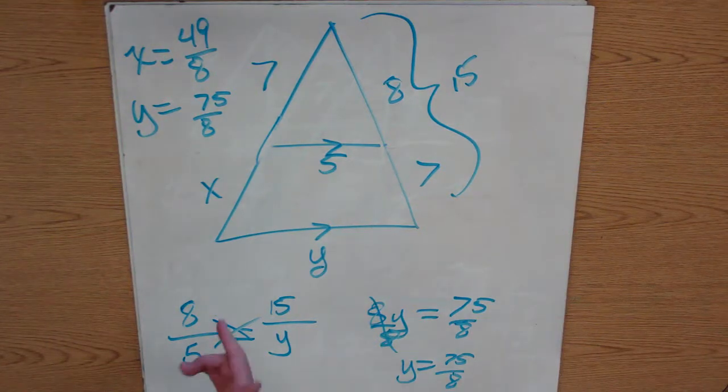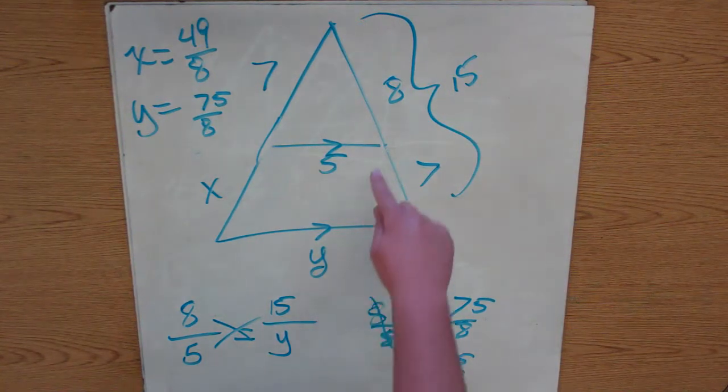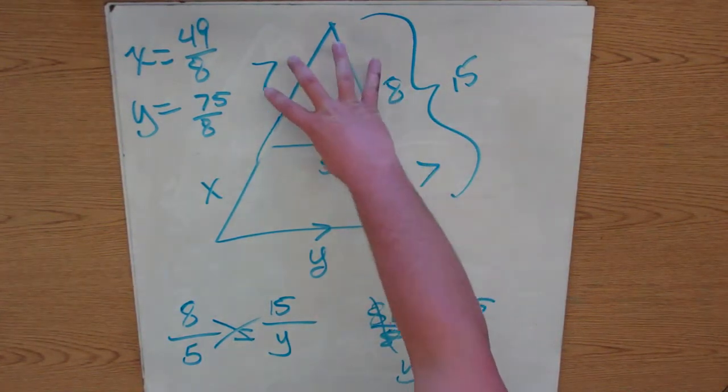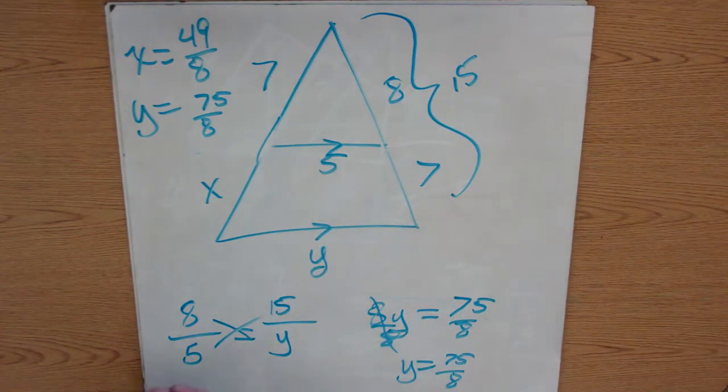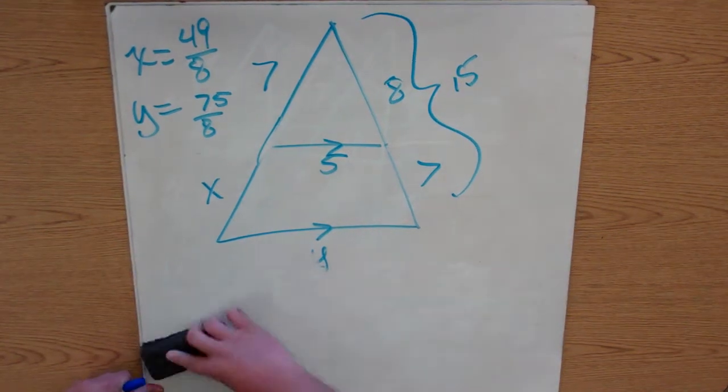So you could change these to decimals if you wanted to, but I'm not going to. All right, but that's how you do that one. The side of this triangle over the base of the small one, and then the side of the large triangle over the base of the big one. That's basically what we did here. Okay? Moving right along.